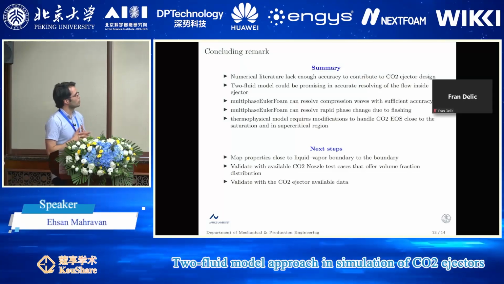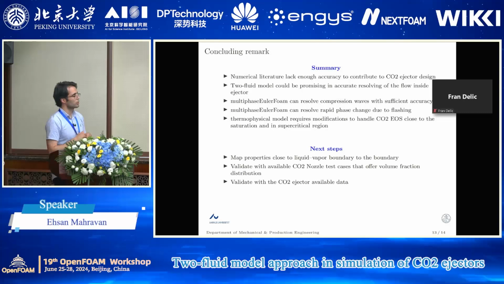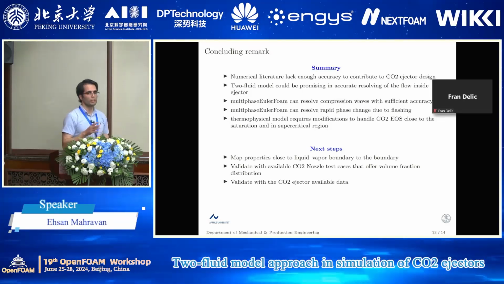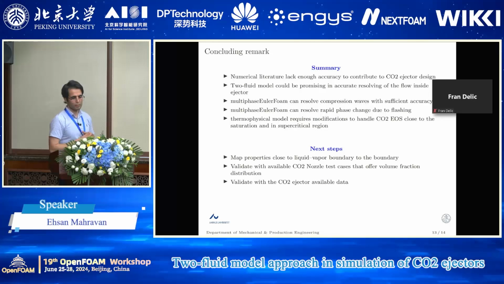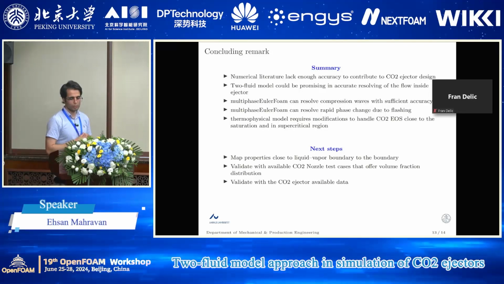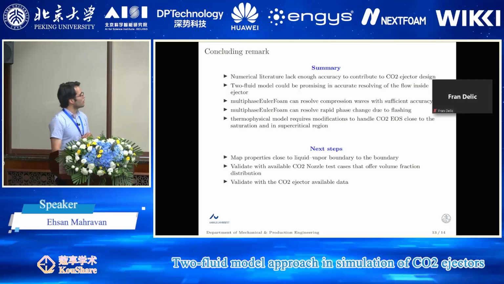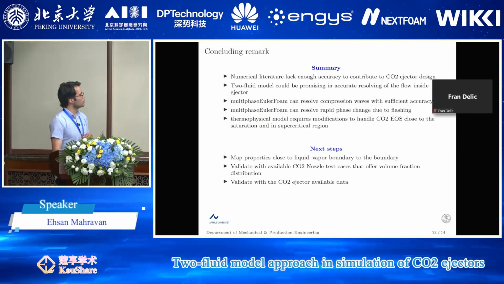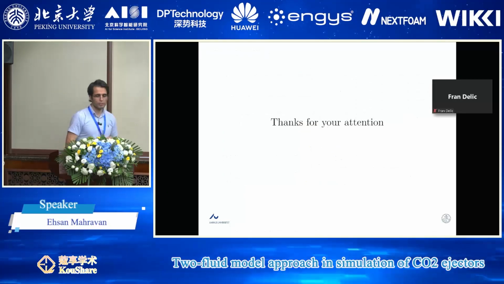There are nozzle test cases that tell us about volume fraction, and volume fraction is the most challenging parameter to resolve. Pressure normally works fine, but volume fraction is very challenging. And in the end, we will simulate the CO2 ejector. Thanks for your attention.